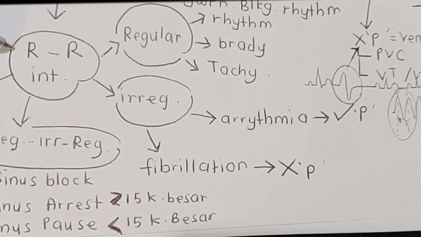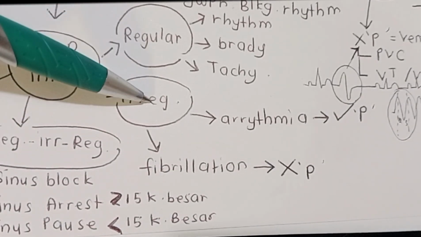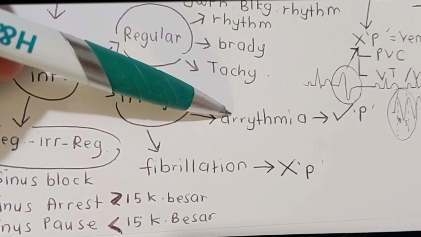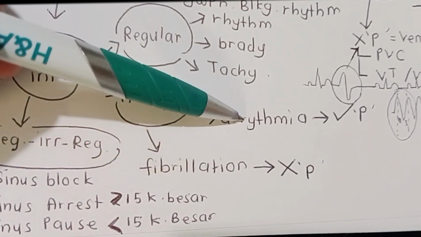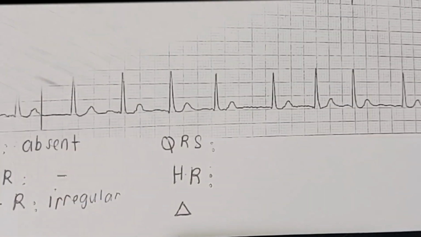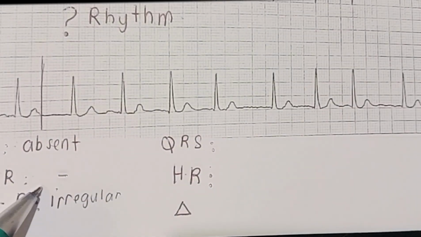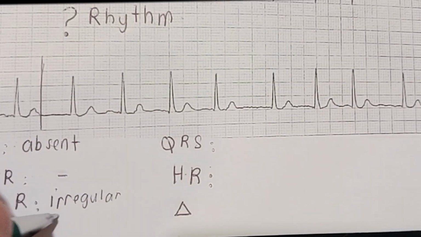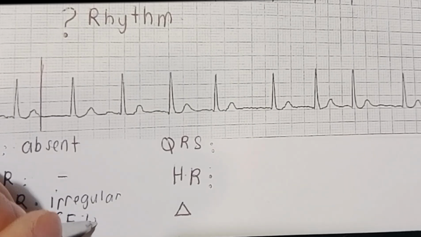So for RR interval, when there is an irregular rhythm, there are two answers, arrhythmia and fibrillation. Arrhythmia has P, fibrillation has no P. So let's look at our rhythm, it was irregular and no P. So this is fibrillation.